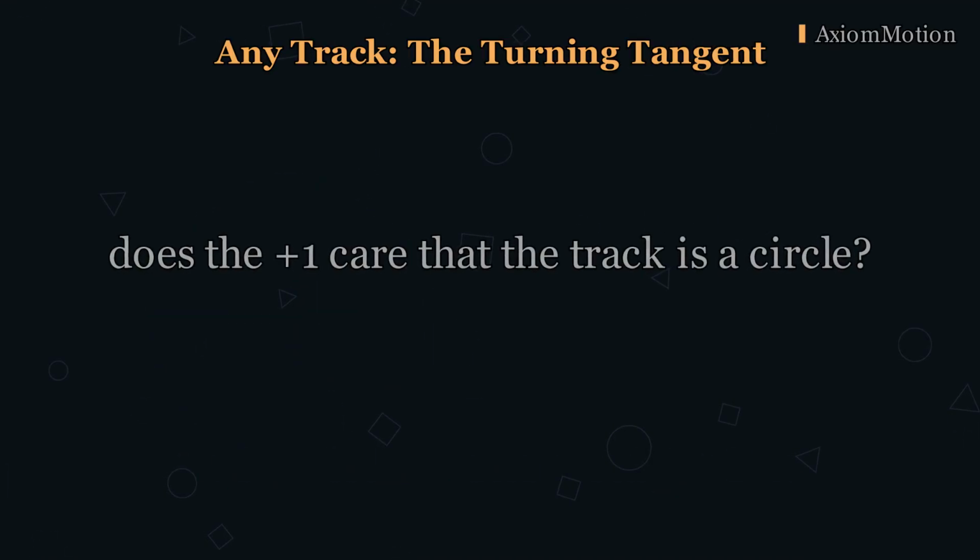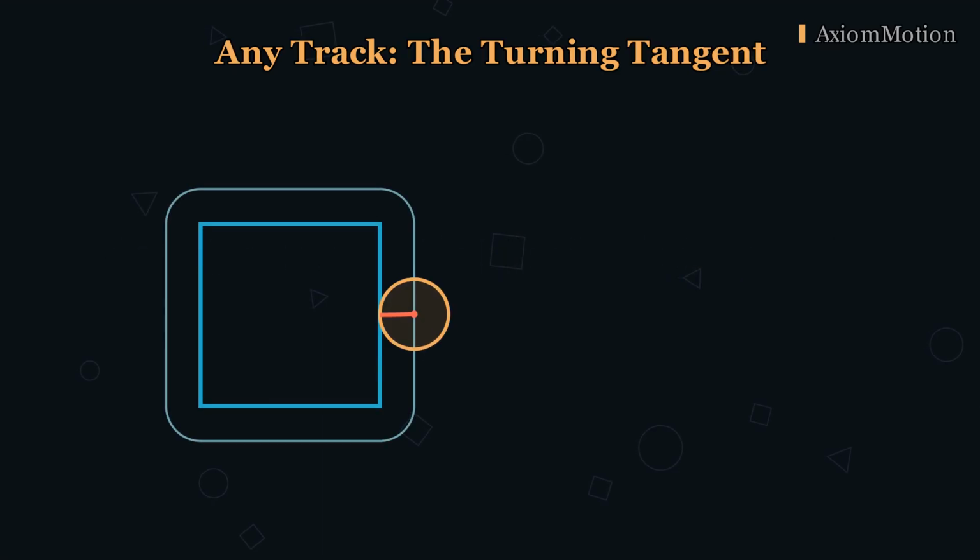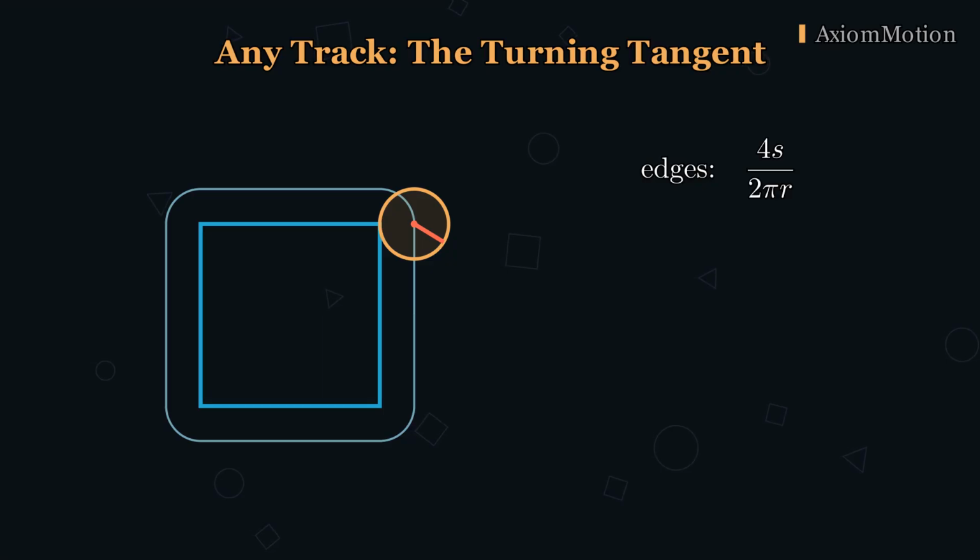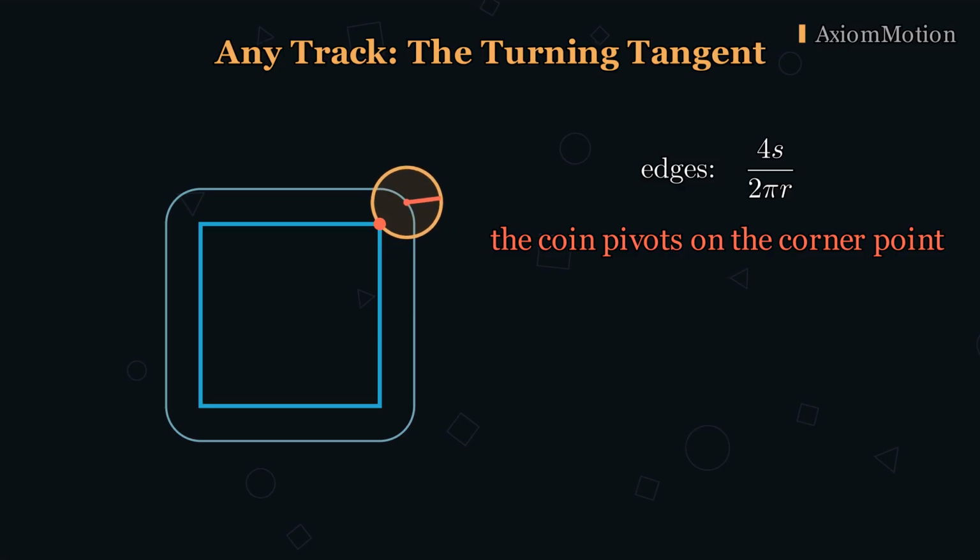Here is the question that separates a trick from a theorem. Does the plus 1 care that the track is a circle? Roll the coin around a square. Along each edge, the centre moves in a straight line and rotation accrues at the usual rate, edge length divided by 2 pi r. But at each corner, something new happens.